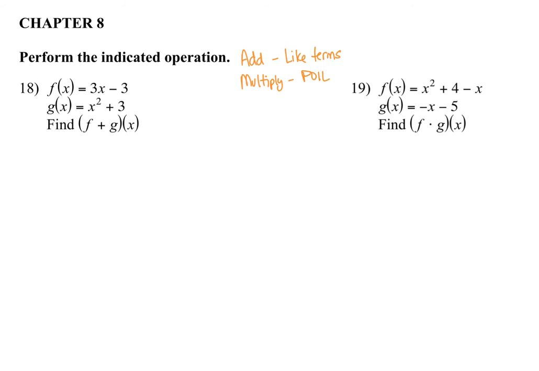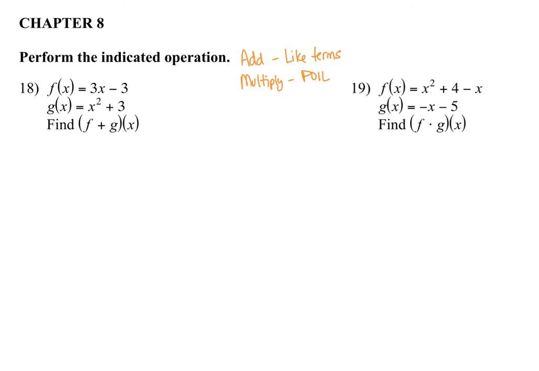So chapter 8 all had to do with functions. We add, subtract, multiply, divide, and composite. So this is just 2 examples. This is addition and multiplication. I do want to point out the little dot is multiplication. On the next slide that we do together, it'll be an open circle, which means composite. So make sure you do those correctly. For addition and subtraction, you're really just looking for like terms.